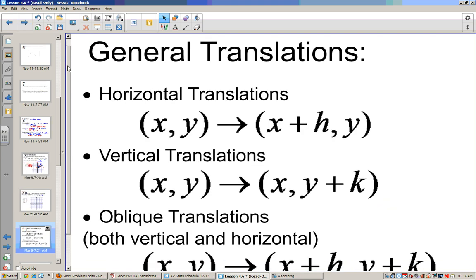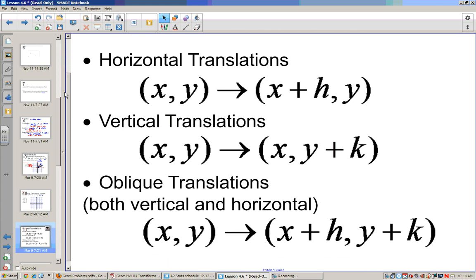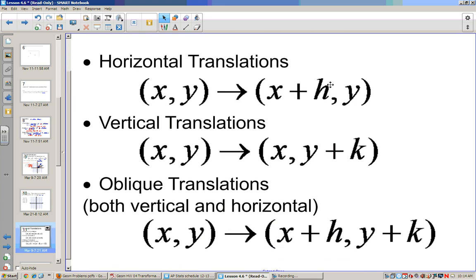All right. Now, in general, if it's just a horizontal translation, you're going to add something to the x. If it's just a vertical translation, you're just going to add something to the y. An oblique translation just means it's vertical and horizontal. You're going to add something to the x and add something to the y. Now what you could add is a negative number, which makes that x minus. That would move it to the left. And again, y minus some value would move it down.